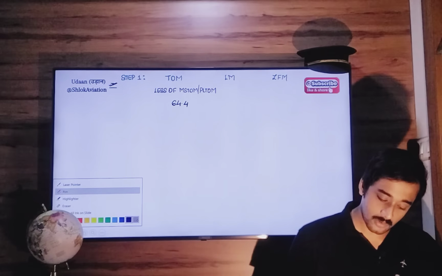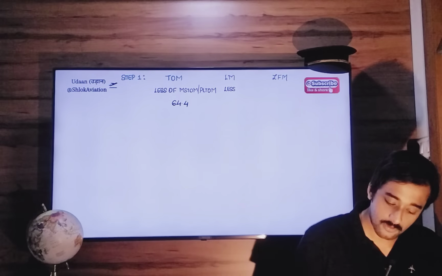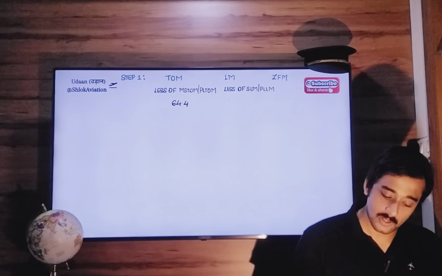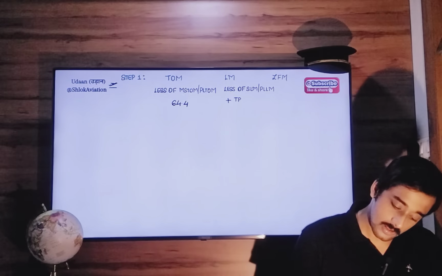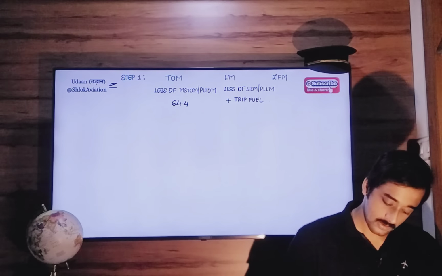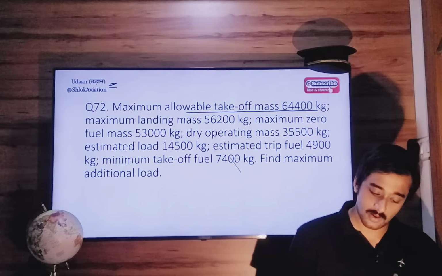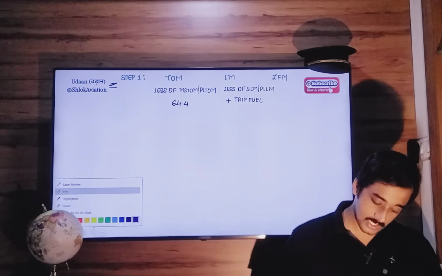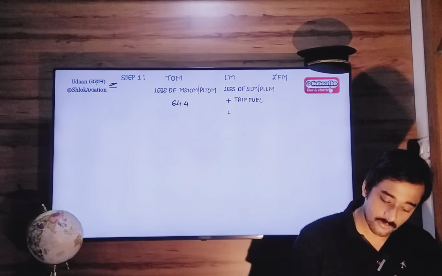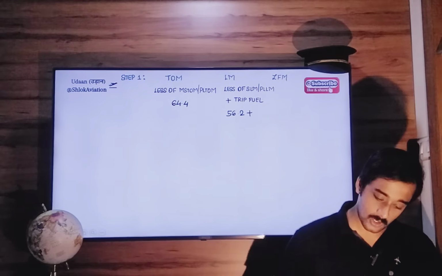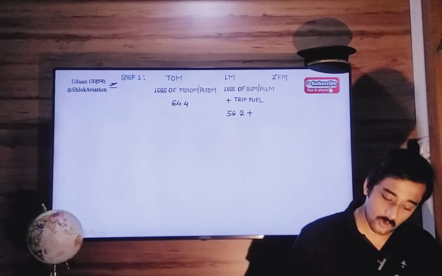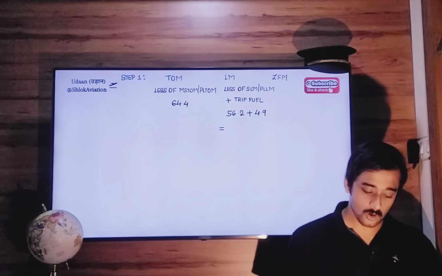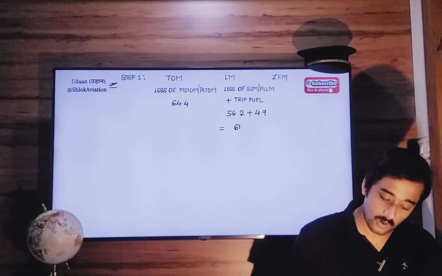Next, in the landing mass column, you are going to write a value which is the lesser of structural landing mass and performance limited landing mass. And to that one value, you are going to add trip fuel. So we only have maximum landing mass given to us. We do not have performance limited landing mass value. So write this 56,200, 56.2 plus trip fuel. What is trip fuel? 4,900. So 4.9. The 56.2 plus 4.9 is 61.1.